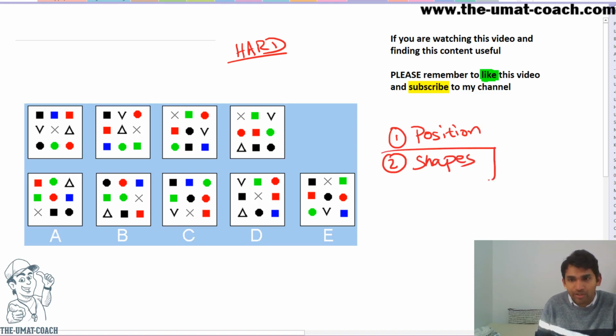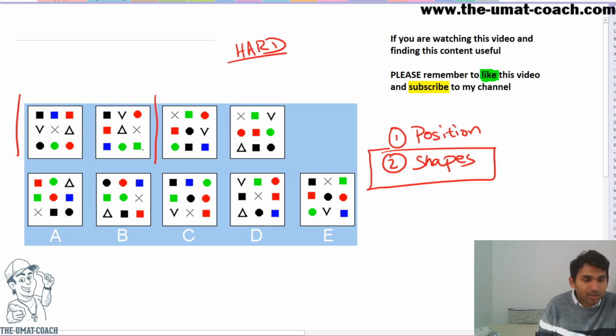So let's focus on the shapes between 1 and 2. Ask yourself, what's changing? What's not there? You can see that one of the shapes, the black one, disappears, and then everything else is present. It gets replaced by this weird green square over here.